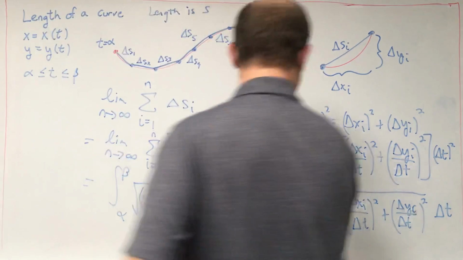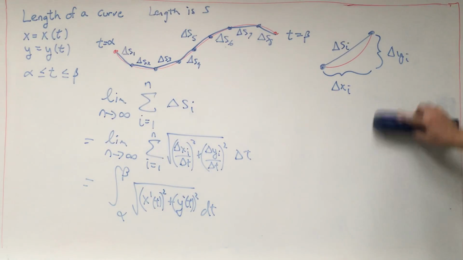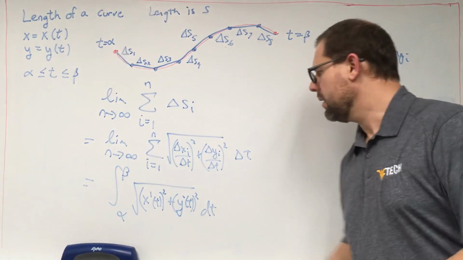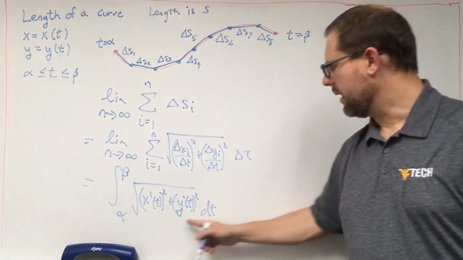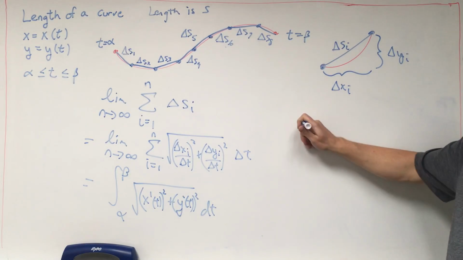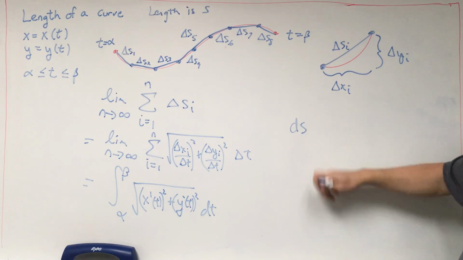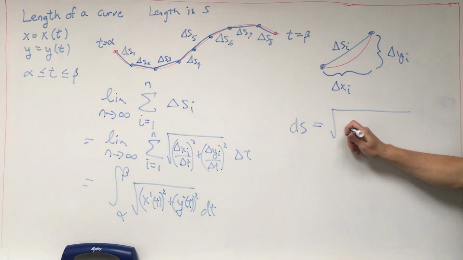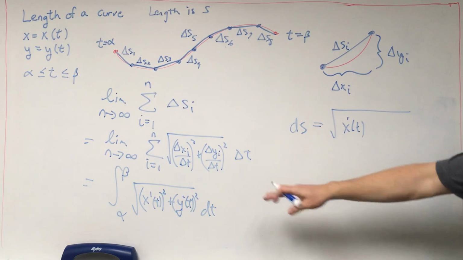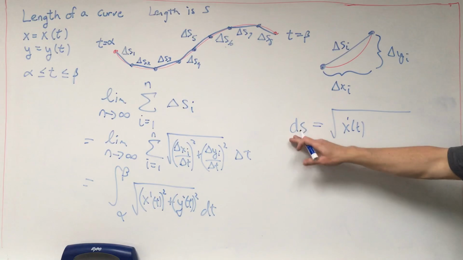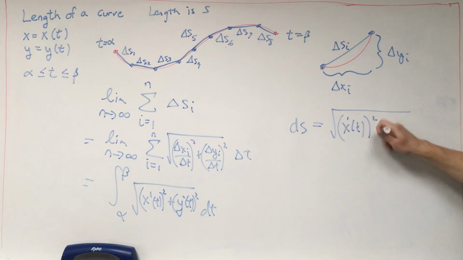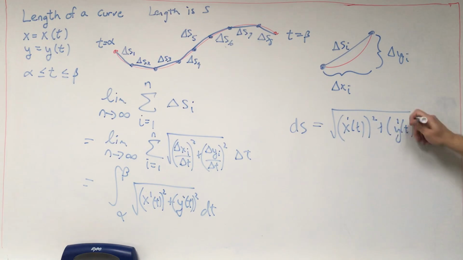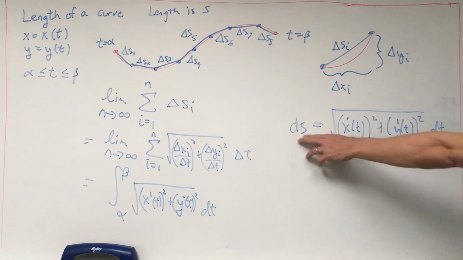So let's go ahead and write out another little notation for this. So we can actually represent that horrible looking expression as ds. So I'm going to let ds equal the square root of x prime squared plus y prime squared, and then dt. And so this is what we're going to call ds.